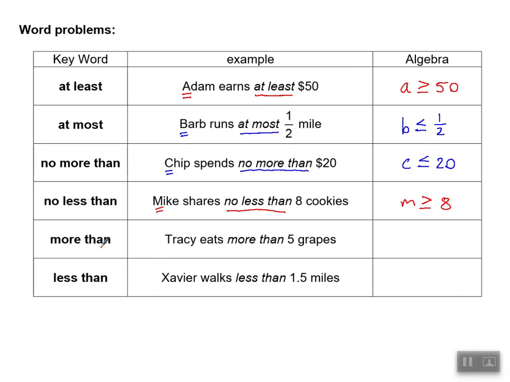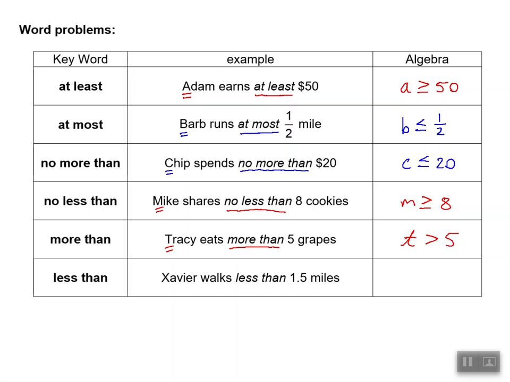More than. Tracy eats more than 5 grapes. So did Tracy eat 5 grapes? No, she ate something more than 5 grapes. So T for Tracy, something greater than 5 grapes or more than 5 grapes does not include the 5, so we don't get the equal to part.